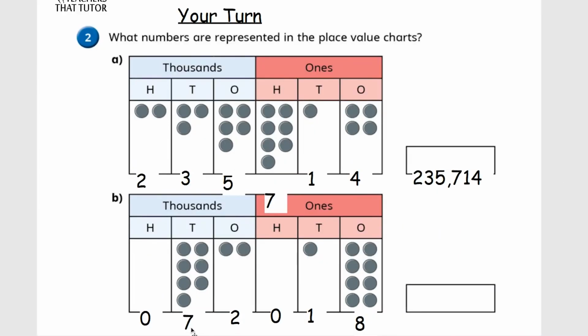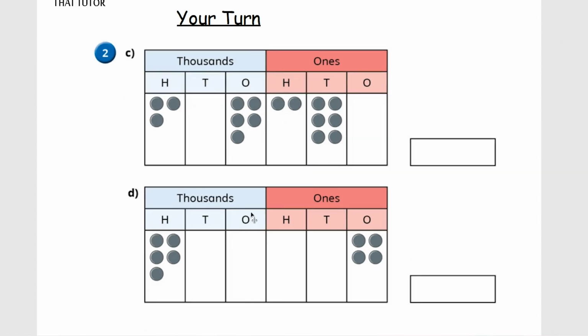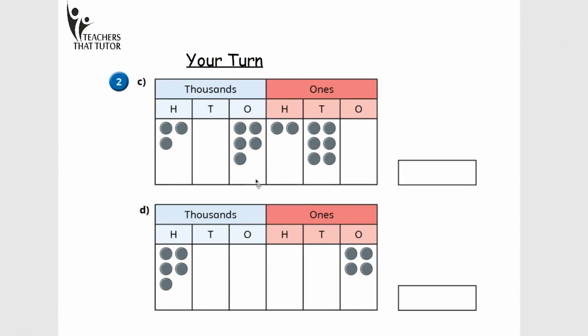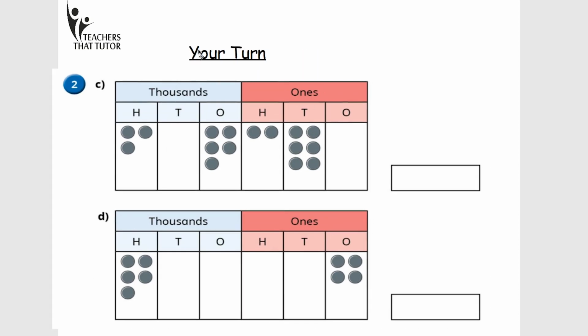Okay, so what did you get? I got 7 in the tens of thousands column. I got 2 in the thousands column, 0 in the hundreds. I got 1 in the tens, and I got 8 in the ones, which means that this number is 72,000, 0 hundreds and 18. So that's how we would read that number. It is 72,018. Okay, well done. All right, so 2 more to have a look at. And again, I want you to try these without my help.